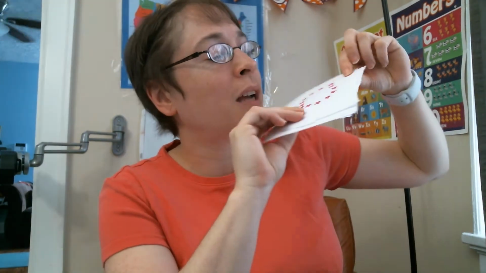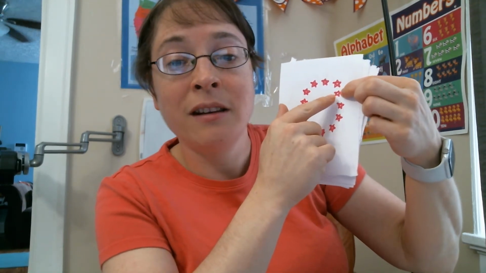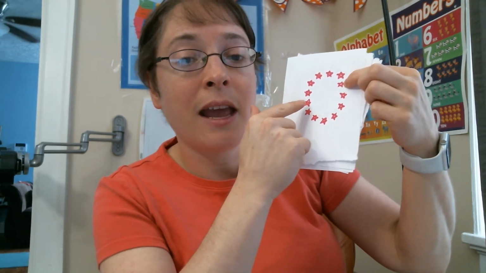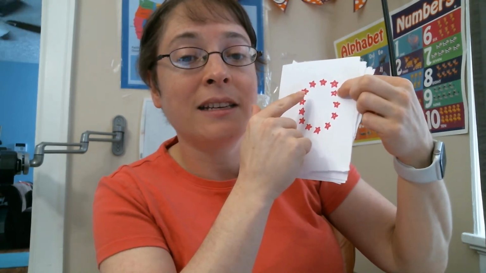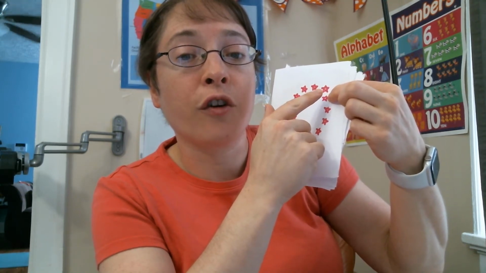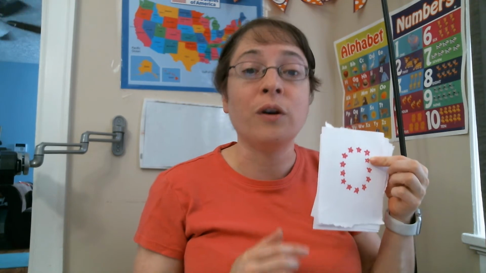I'm going to start from here this time, because I'm just going in a circle. So I'm starting from here. Ready? 1, 2, 3, 4, 5, 6, 7, 8, 9, 10, 11, 12, 13. So no matter where you start in the circle, there are still the same number of stars.